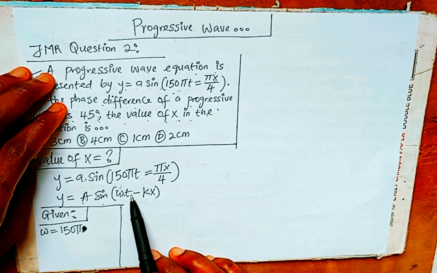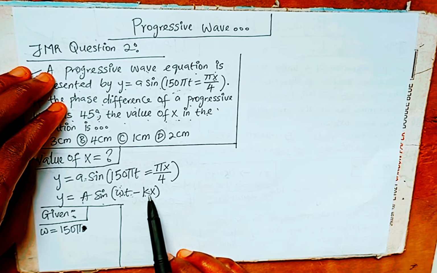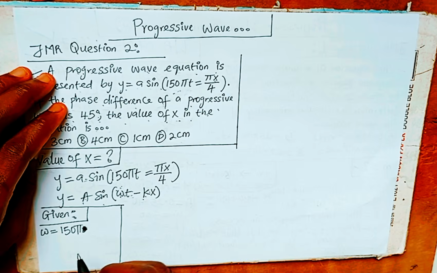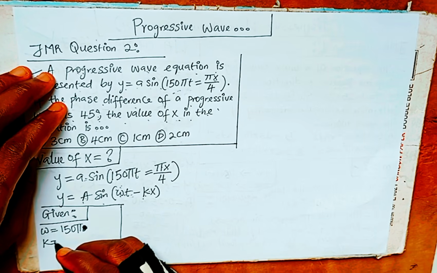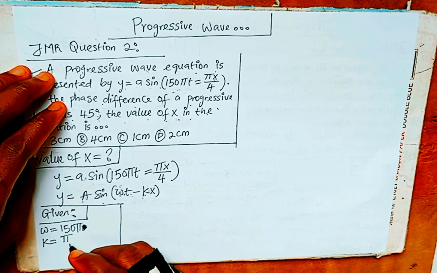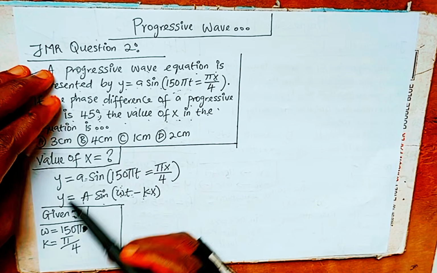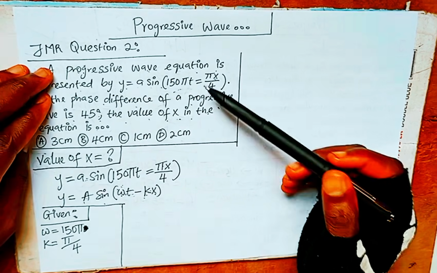What is k here? k is the coefficient of s, which is π over 4. So k is equal to π/4. What else do we have there? They gave us s, and we are looking for the value of s, so we don't put it here. Now we define what is supposed to be here.